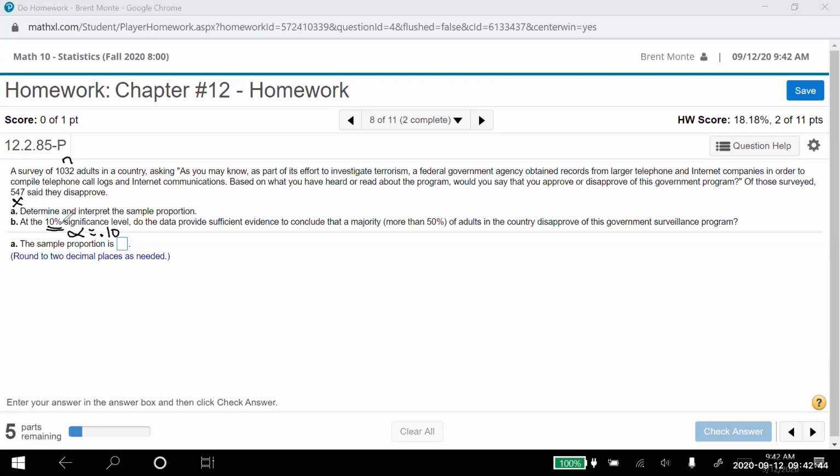Do the data provide sufficient evidence to conclude that a majority, more than 50% of adults in the country disapprove of this government surveillance program? Okay, there's a lot of parts to this. I know right away this is a majority. Well, my null hypothesis, we can start there, is that the population proportion P is equal to 0.50 or 50%. And the alternative, a majority, would be that P is greater than 0.50. And of course, you can just put 0.5 if you want to. You could write 50% if you want to. It doesn't matter. They're both common enough.